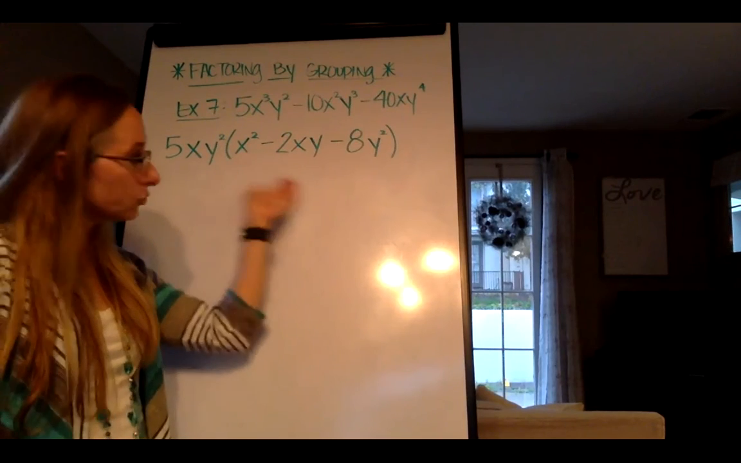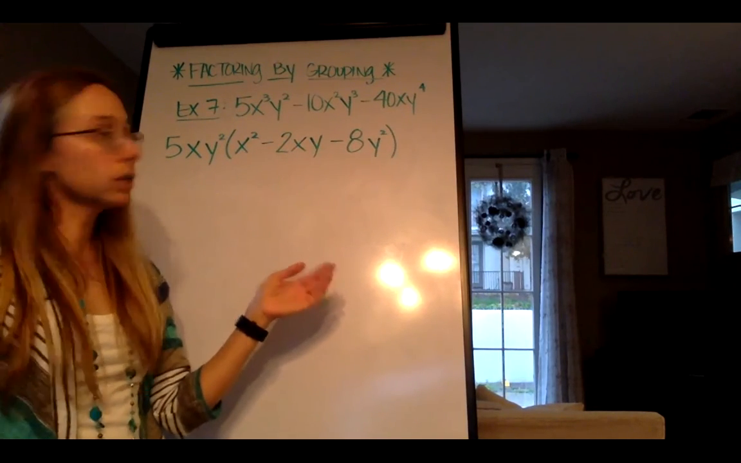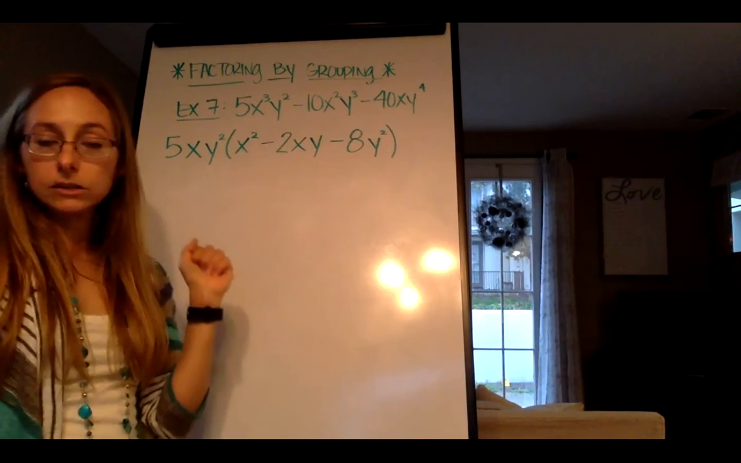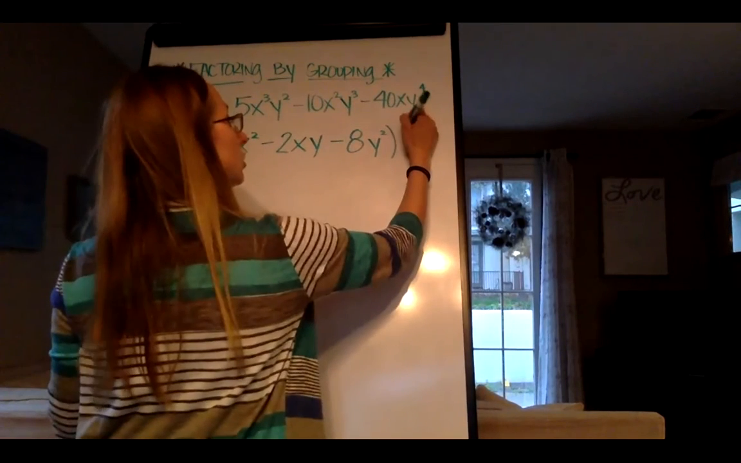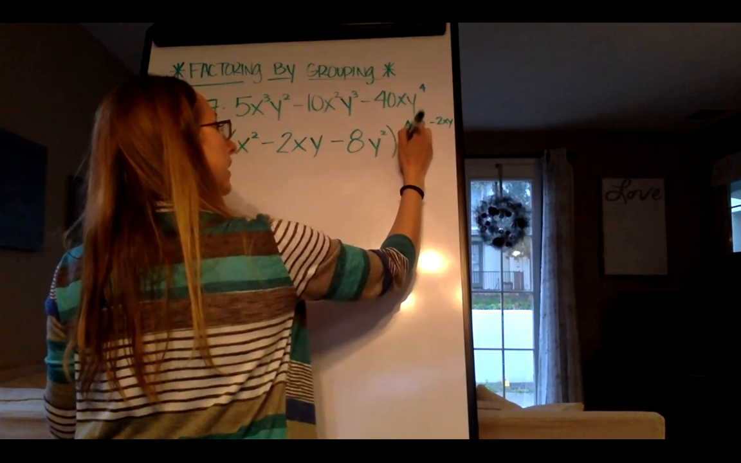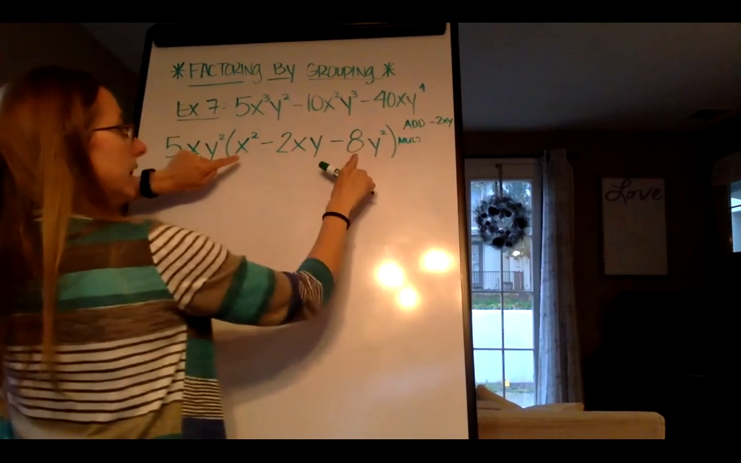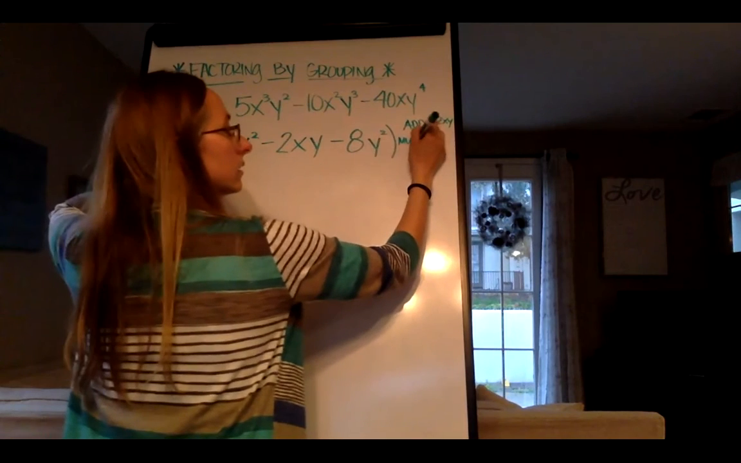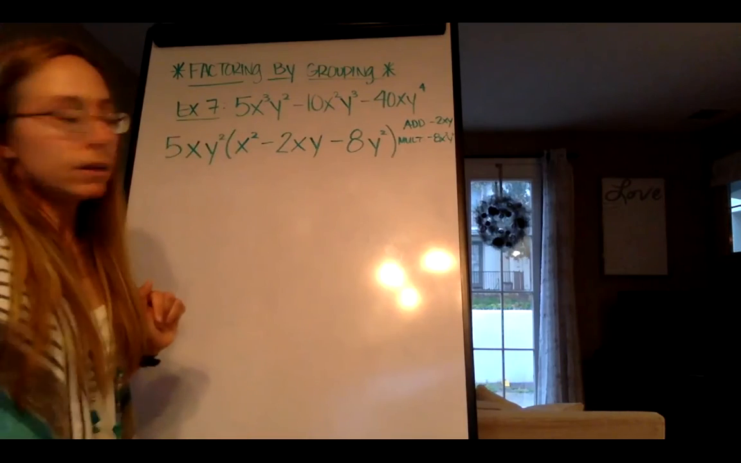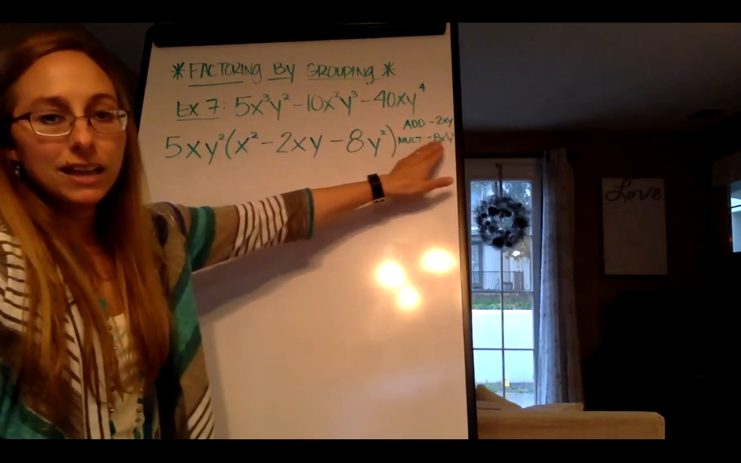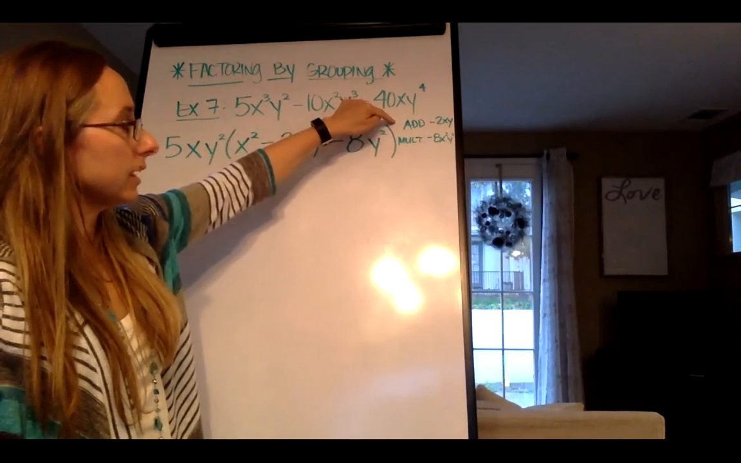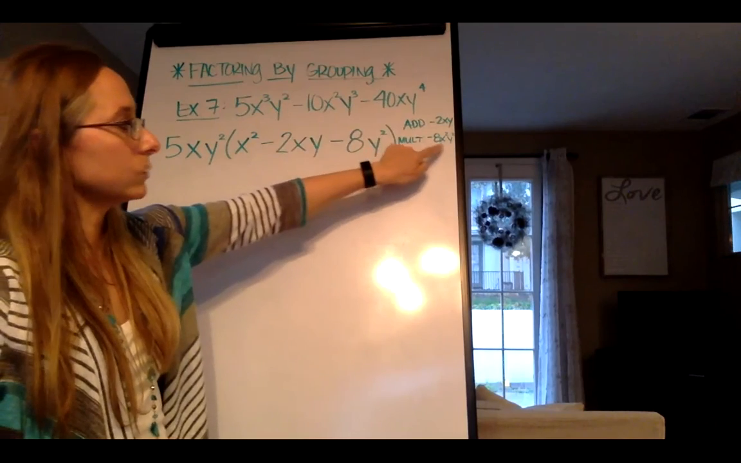So again, we have a trinomial. We're going to go ahead and find two terms that add up to negative 2xy that also multiply to negative 8x squared y squared. Okay, so again, two terms that add up to negative 2xy that multiply to negative 8x squared y squared.